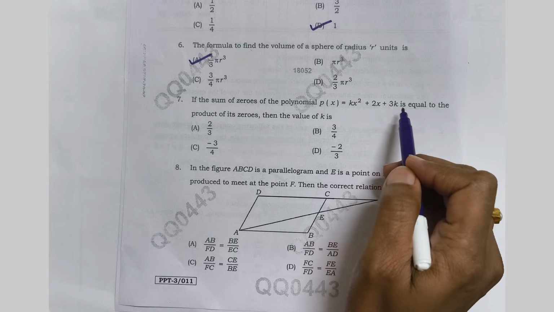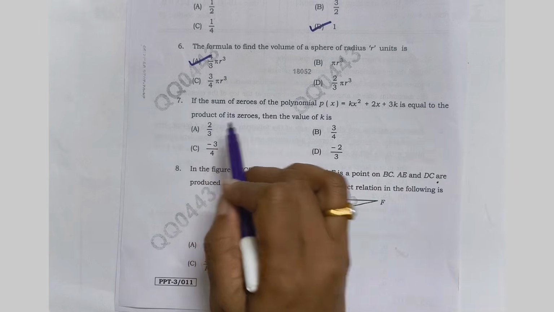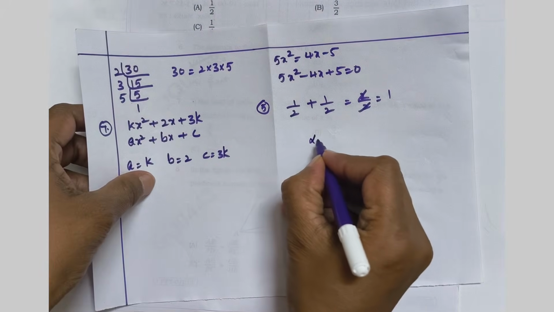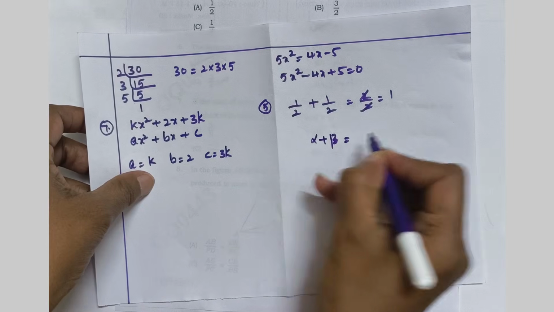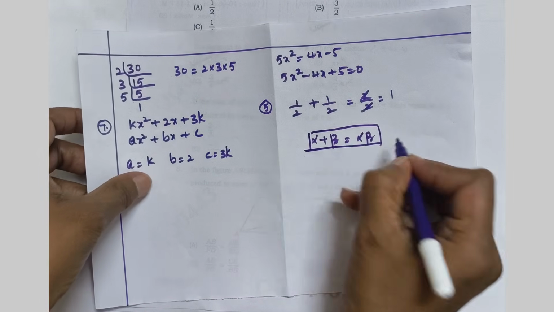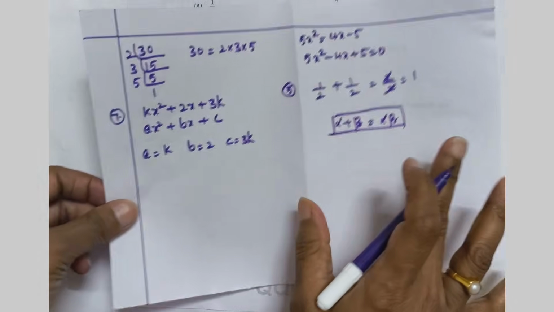Seventh question, if the sum of the zeros of the polynomial p of x equal to kx square plus 2x plus 3k is equal to product of its zeros, then find the value of k. Here what is given? Sum of the zeros equal to product of zeros, that is alpha plus beta is equal to alpha beta. This concept we will use.